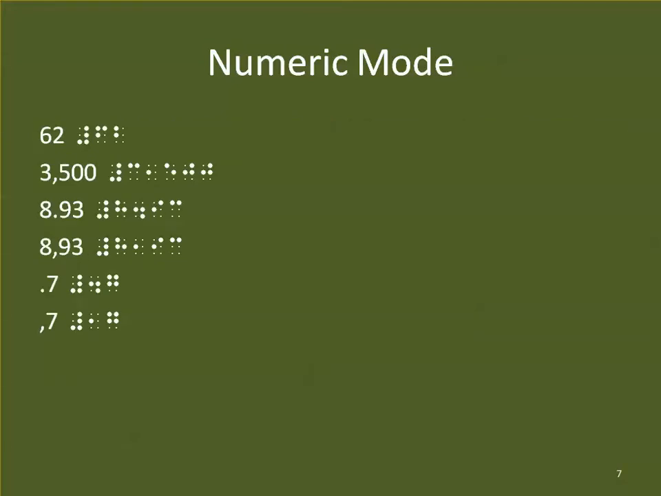So here are some examples of just regular old numbers first, starting off slow. We have the number 62, or 3,500 with a comma there, so numeric mode continues through. We don't need another numeric indicator in front of that 5 after the comma. That makes sense. 8.93, or as they would do elsewhere, 8 comma 93, but still 8.93. And the same thing with the last 2 examples. There's the North American way and the every other place way, 0.7.